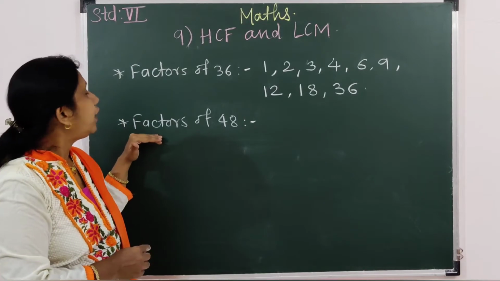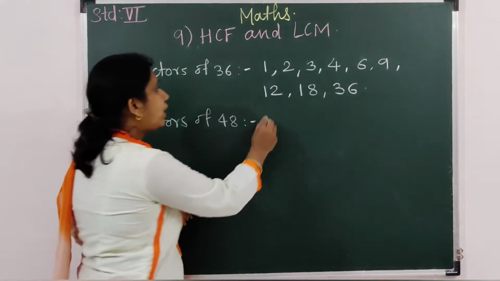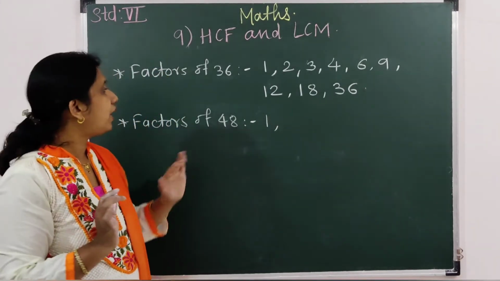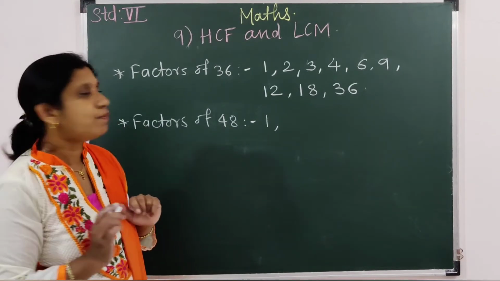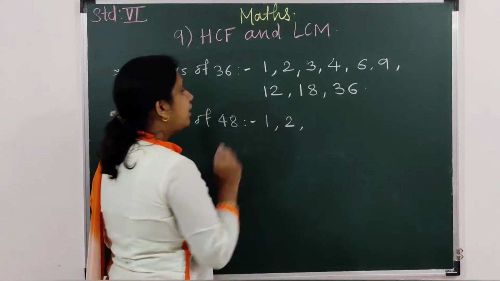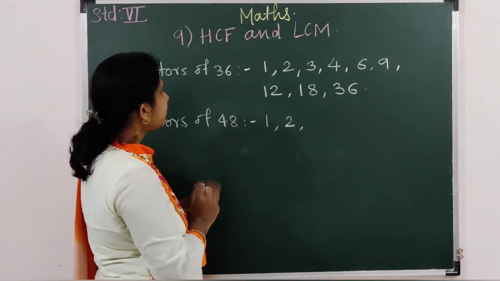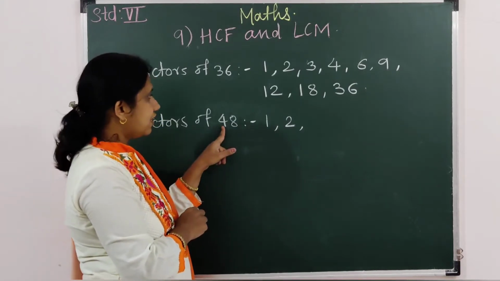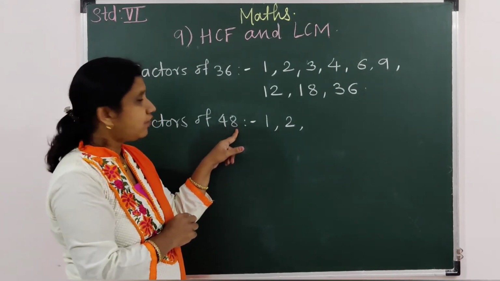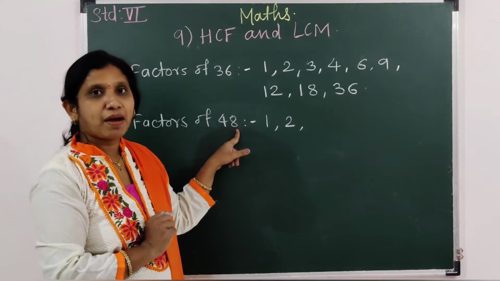Now let's study factors of 48. One, as I already told, we have to write. The unit place digit is 8. It means this number is divisible by 2. So let's write here 2. Then which all tables? Yes, 4 plus 8. We have studied the test of divisibility by 3.